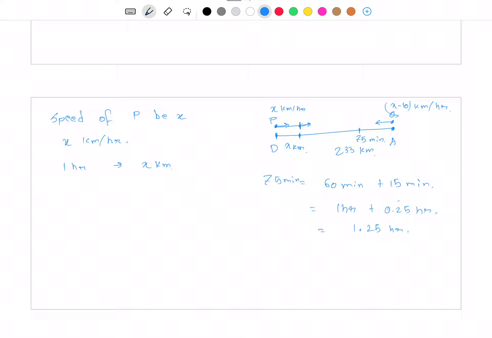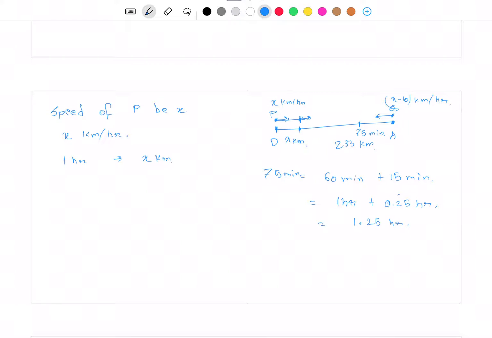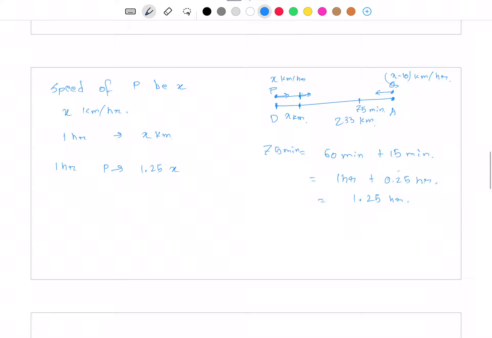So it is said, how much will P travel in 1.25 hours? So it will be simple. P will travel 1.25 times x kilometers in 75 minutes. Sorry, I'm really sorry.